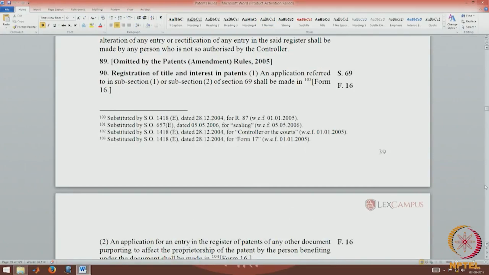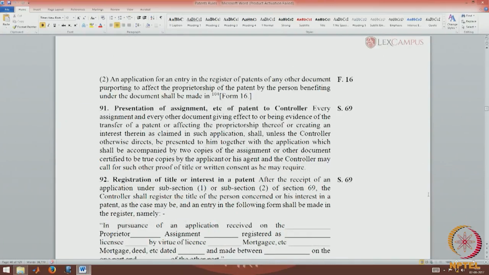Now, Rule 90 deals with the registration of title and interest in patents. An application referred to in subsection 1 or subsection 2 of section 69 shall be made in Form 16. We saw that. And an application for the entry in the register of patents of any other document purporting to affect the proprietorship of a patent by a person benefiting under the document shall also be made in Form 16.